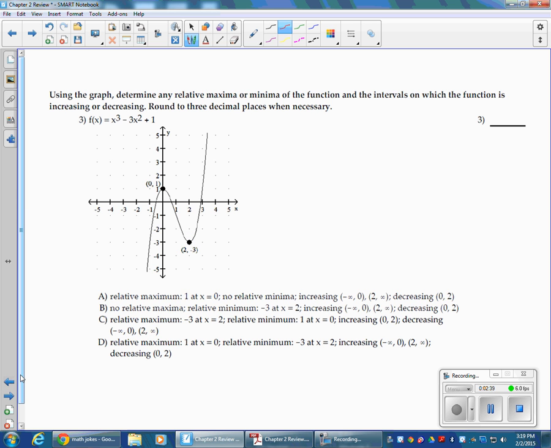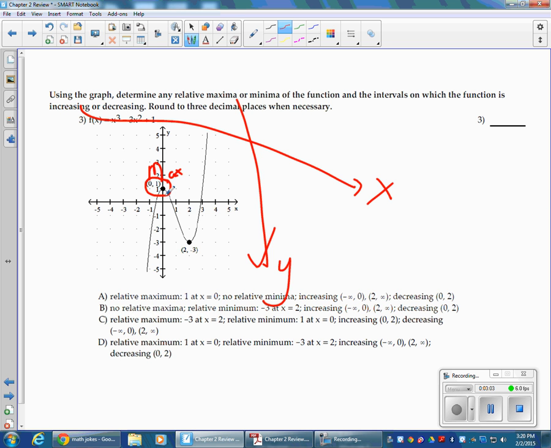All right, number 3, use the graph. Determine any relative maximum or minimum of the function and the intervals on which the function is increasing or decreasing. All right, when we talk about relative maximums and mins, we're talking about y values. When we talk about increasing and decreasing, we're talking about x values. So I will talk about maximum first. Maximums are your high points. So this is going to be a max.